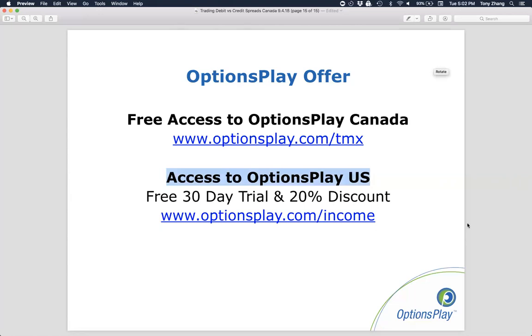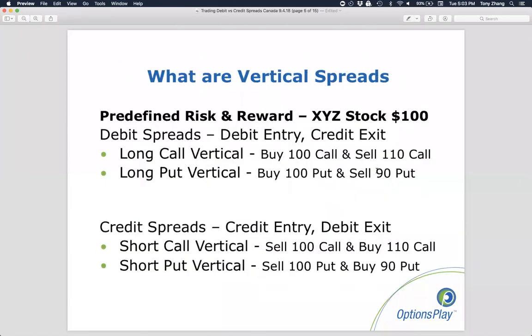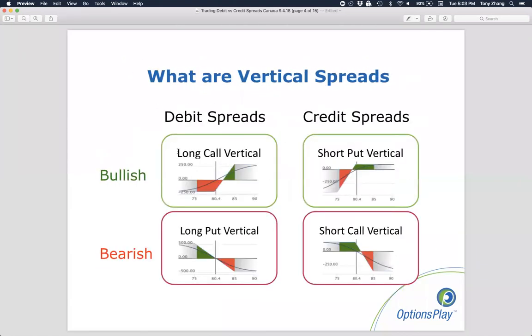So I have a question here. Are debit and credit spreads also known as bull-bear spreads? Absolutely. Sometimes this is called a bull call vertical and a bear put vertical, and this would be called a bull put vertical and a bear call vertical. So absolutely, you are correct. Sometimes they are known as bull and bear instead of long and short.